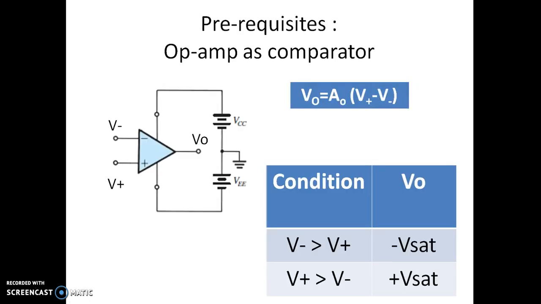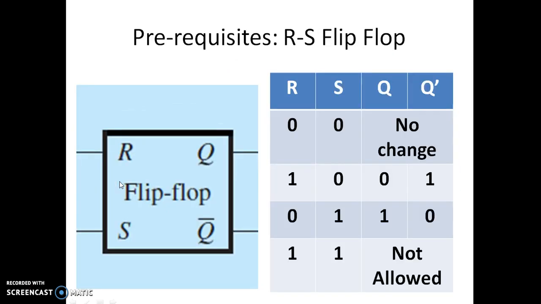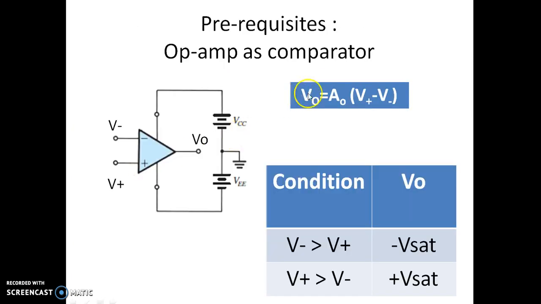Another prerequisite is the op-amp as a comparator. As you can see here, we have a comparator with plus VCC and VEE connected as the power supplies, and this is V minus. We call it the voltage at the inverting terminal and the voltage at the non-inverting terminal. We know that the output voltage is the open loop gain times the differential voltage, that is A0 into (V plus minus V minus), the difference multiplied by the differential gain.